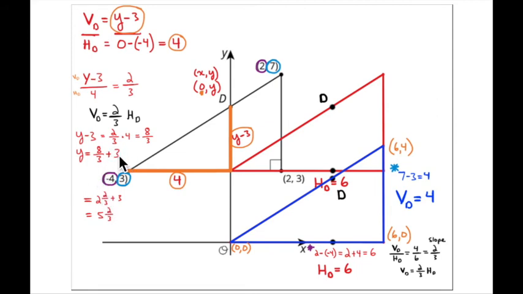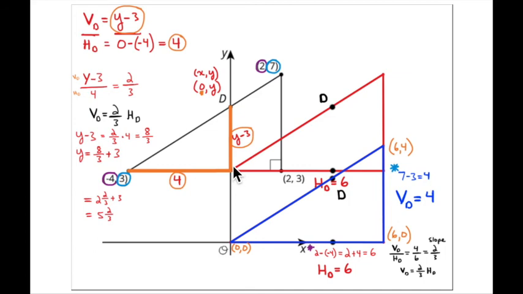So why do we add 3 here? Because we subtracted 3 to move this down to here. To move this down to here, we have to add that 3 back. So it's y minus 3 is this length, but you have to add the 3 back to get to the coordinate. So we have to add 3 to this 8/3. 8/3 is 2 2/3 plus the 3 units to get back to the point D here. So the y coordinate for point D is 5 2/3.